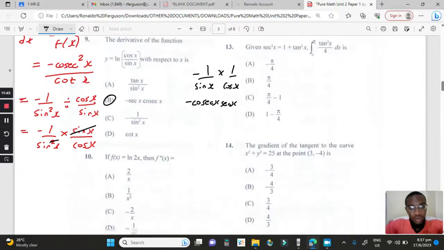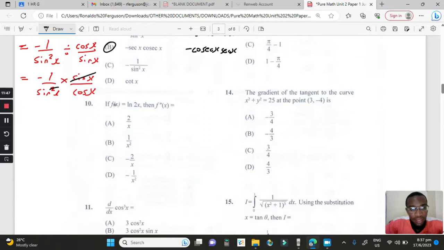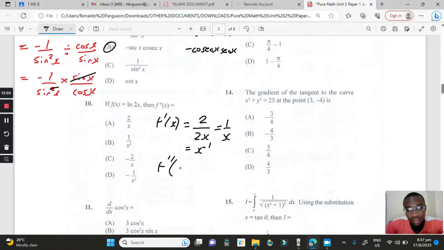That was pretty loaded. Number 10, we need to find the second derivative. So f prime of x is, remember, when you differentiate, the derivative of 2x is 2 over 2x, which simplifies to be 1 over x, which is x to the minus 1. Then the second derivative is going to be carry down the power, minus 1, x to the minus 2, which is minus 1 over x squared. Option D.